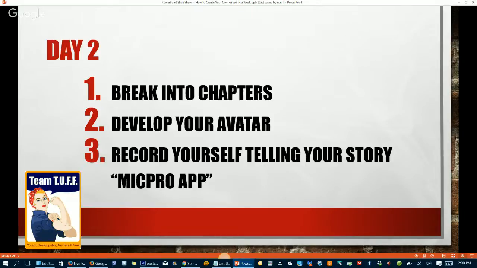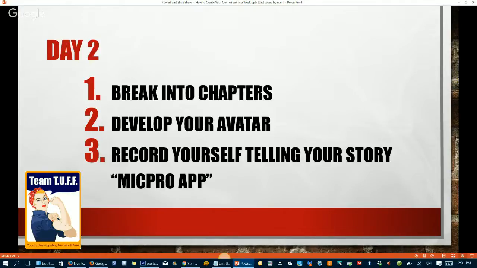All right, the second part of this is to develop your avatar. Your avatar is the person you're speaking to when you write the book. The best books are those that make you feel like the writer wrote it just for you. It's like you're reading a personal letter that was written right to you.